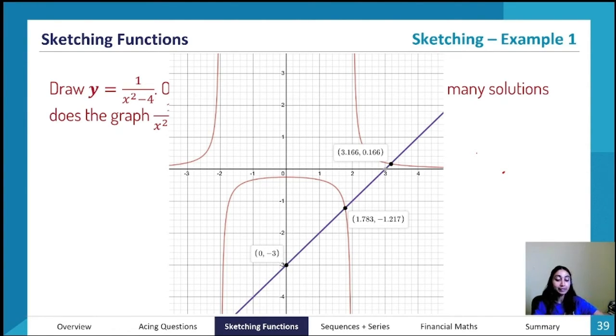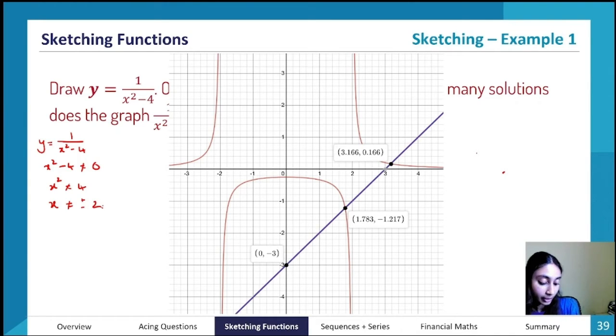So we have asymptotes at x equals plus or minus 2. For those of you that weren't sure how to actually draw y equals 1 on x squared minus 4, the denominator can never be equal to 0, as I was explaining in previous slides. So x squared minus 4 can never be equal to 0. X squared can never be equal to 4. So x cannot be equal to plus or minus root 4, which is 2. So we have asymptotes over here and over here.